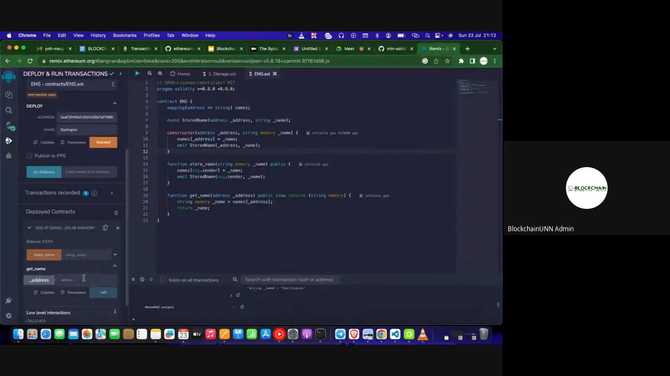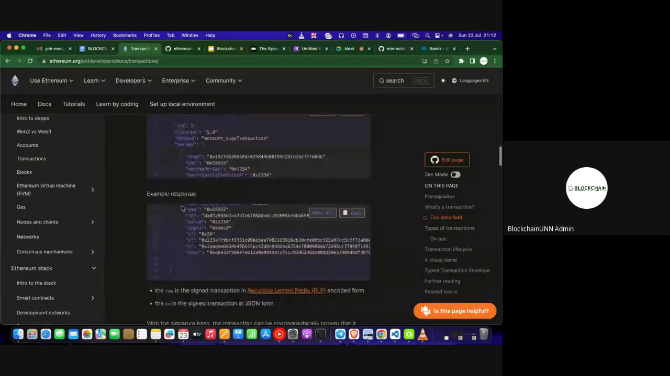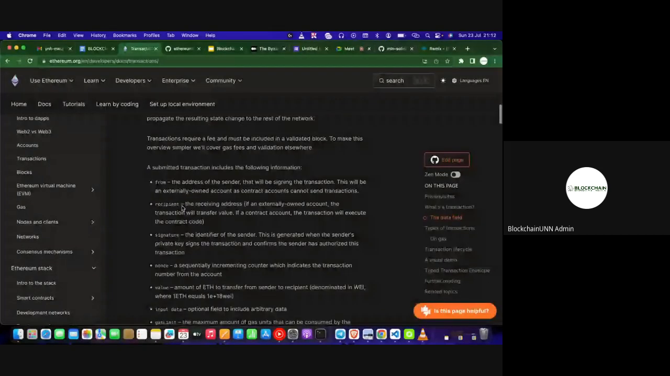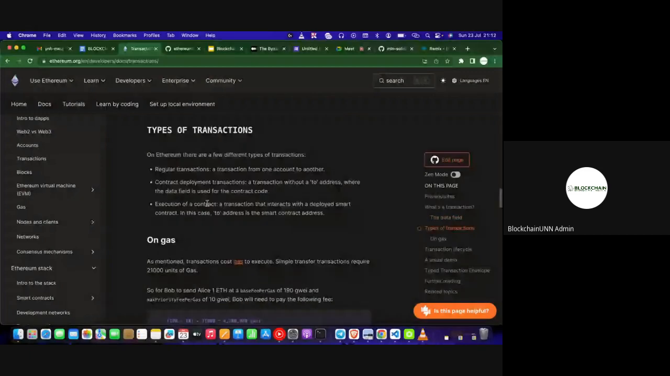So if I paste in that address here and I click on get name, you can see that I get back Darlington. Now there are two things here. We have the external or public functions, and we have the view functions. The external or public functions are the contract execution I talked about when we were talking about types of transactions. I talked about execution of a contract.